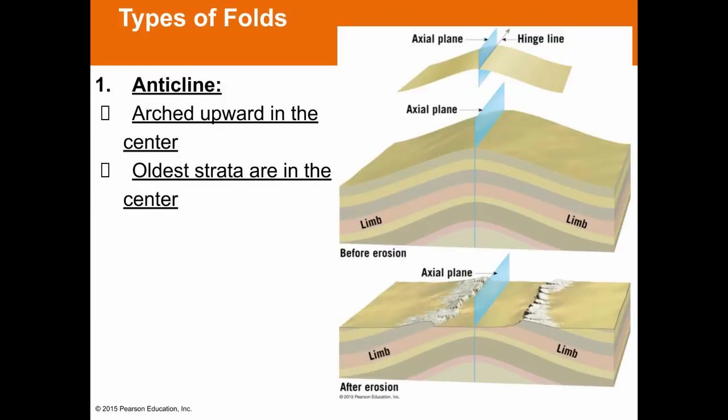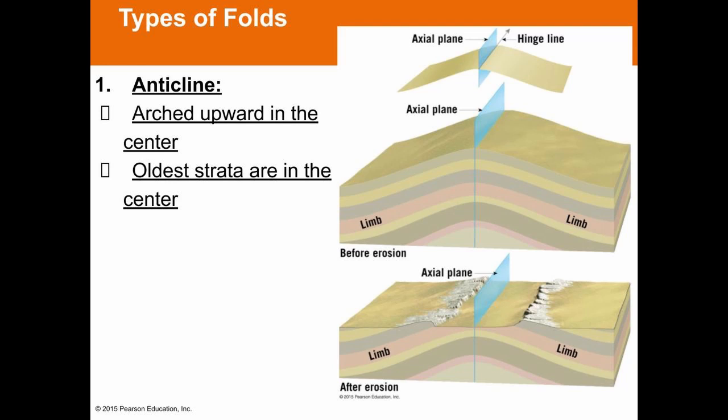When you do this to a rock, at the end of the folding, you end up with what's called an anticline. An anticline is when a fold is arched upward in the center, and the oldest strata are in the center. As shown in this picture here, you had some flat material that was folded up, pinched up where the top is arched up, and then you essentially form a hill.